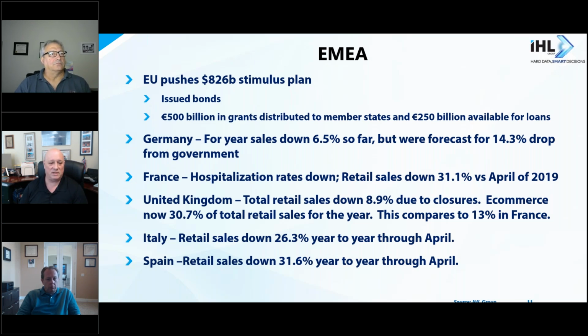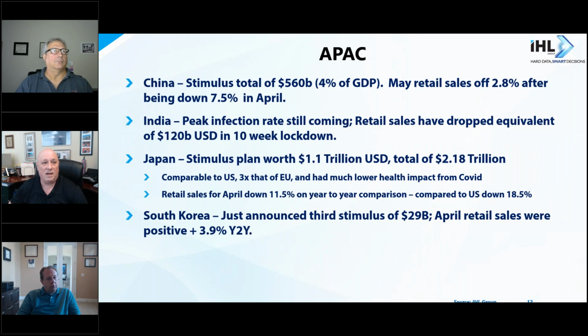Italy is down 26%, Spain down 31% for the year through April. Those guys are really, really hurting in comparison to the rest of the world in terms of their economy, and they're desperately looking for tourists to come back to their countries. In Asia Pacific, China spent 560 billion, or about 4% of their GDP, trying to prop up the economy there. Their May retail sales were off 2.8% after being down 7.5% in April. So not too bad when you consider that they're the supplier to the world, and a lot of the money coming in from the rest of the world has not been there.